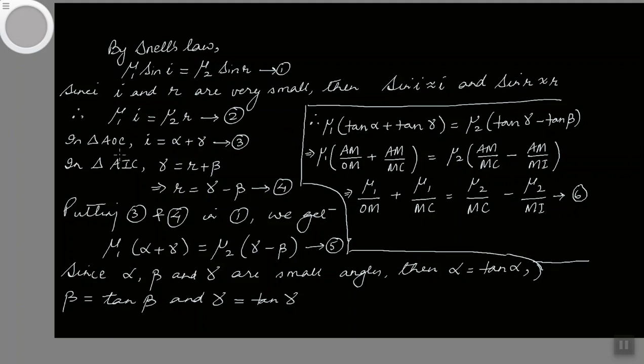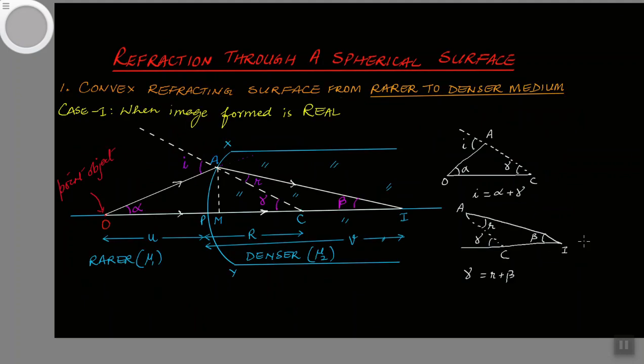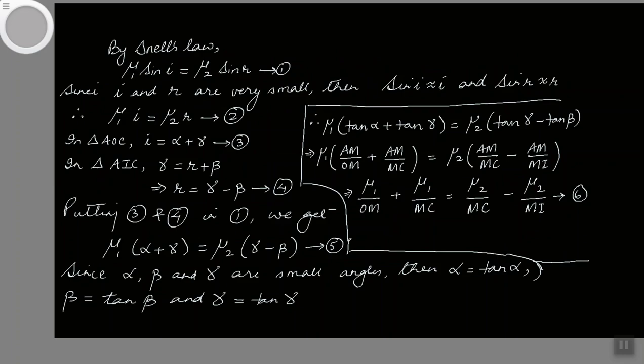Then in this triangle, I here is the external angle, so I will be equal to alpha plus gamma. In this triangle, gamma here is the external angle, so gamma will be equal to R plus beta. Then instead of I and R, we replace it with these two equations. Now we replace alpha, beta, gamma by their tangents, and we get this equation.